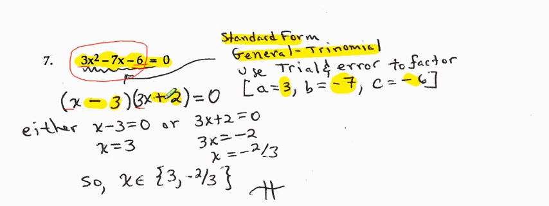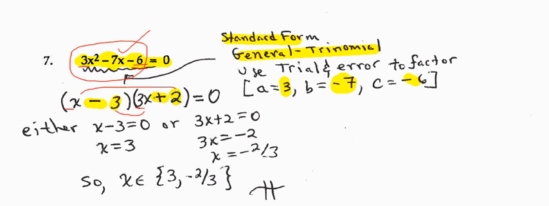Now you should check to see that this factorization is correct. So I do the product of the outers, which is a positive 2x, and then I add to that the product of the inners, which is negative 9x. So 2x minus 9x is a negative 7x, giving me the correct middle term right here. So that's the correct factorization.